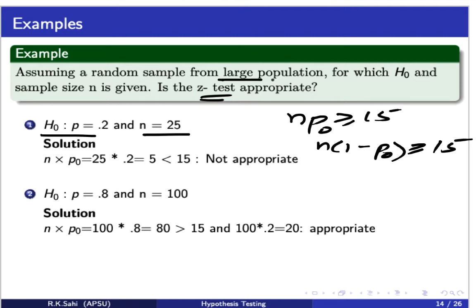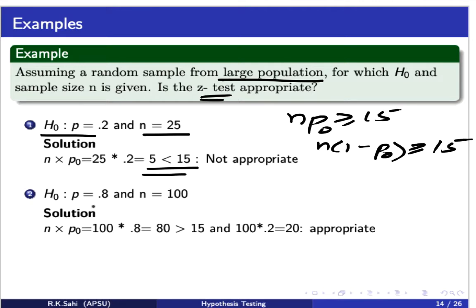And so it is a large population. When it is a large population and n is greater than or equal to 25, that means it is an approximate normal distribution. Okay, but then these two conditions also have to be satisfied. So when we plug in the values, 25 times 0.2 is 5, which is not greater than or equal to 15. So we cannot apply this z-test here.